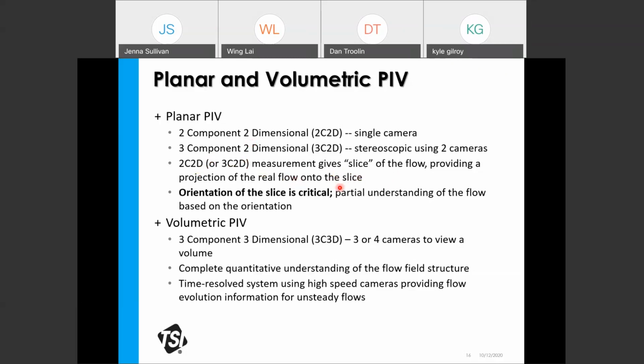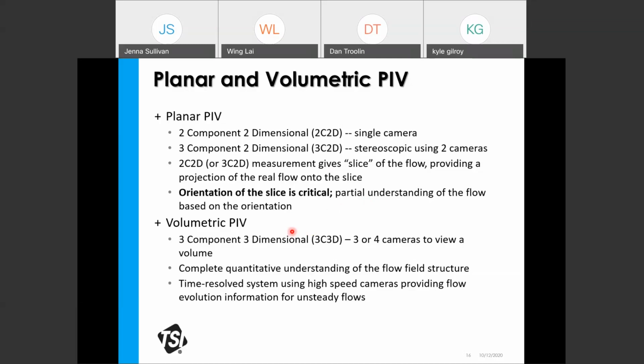So as you can see, it's actually very important to know the orientation of the slide, because essentially the orientation of the slide represents the projection of the flow onto that particular slide. So it can give us some understanding of what's going on, but essentially it's really only a partial understanding of the flow based on the orientation of that laser light sheet.